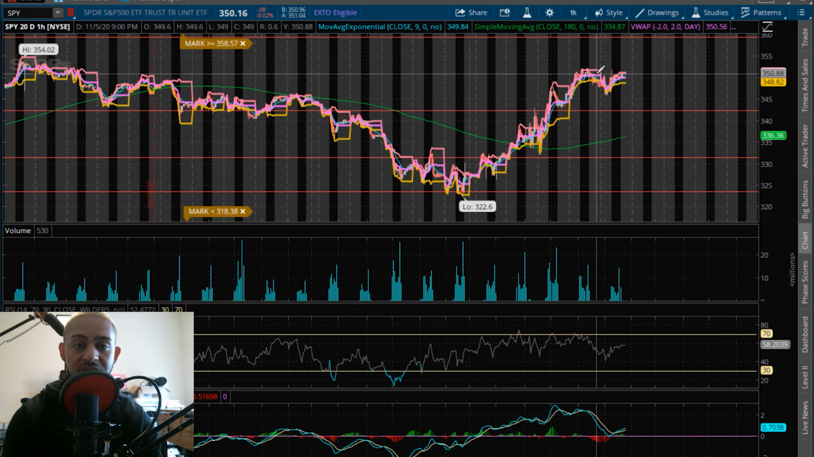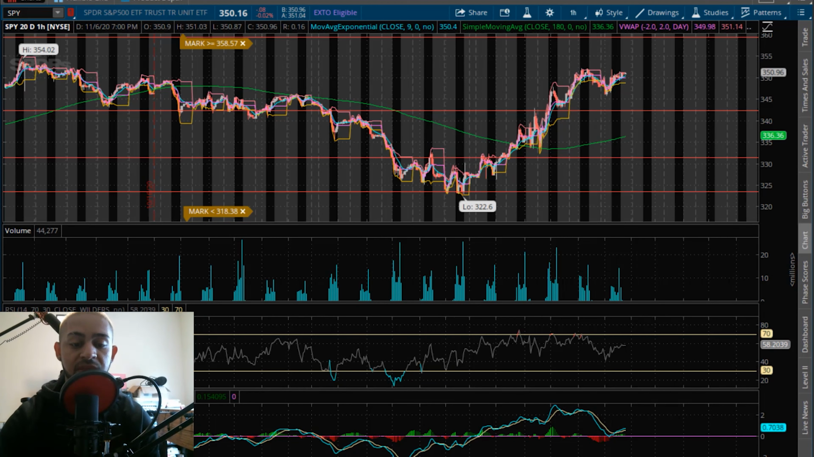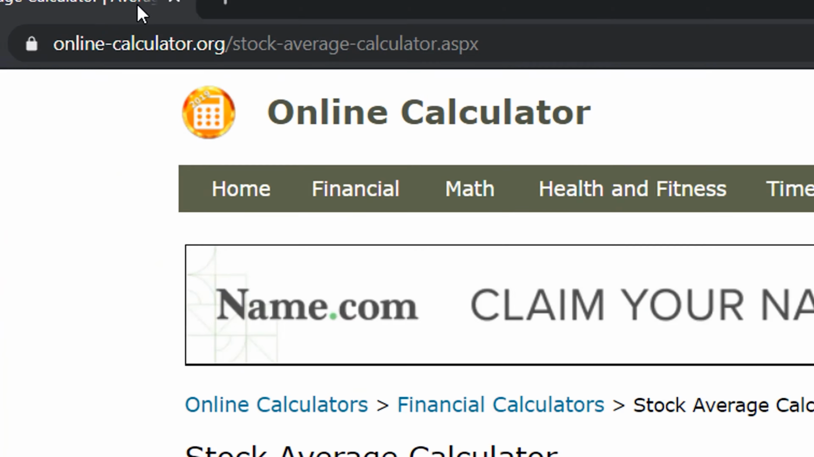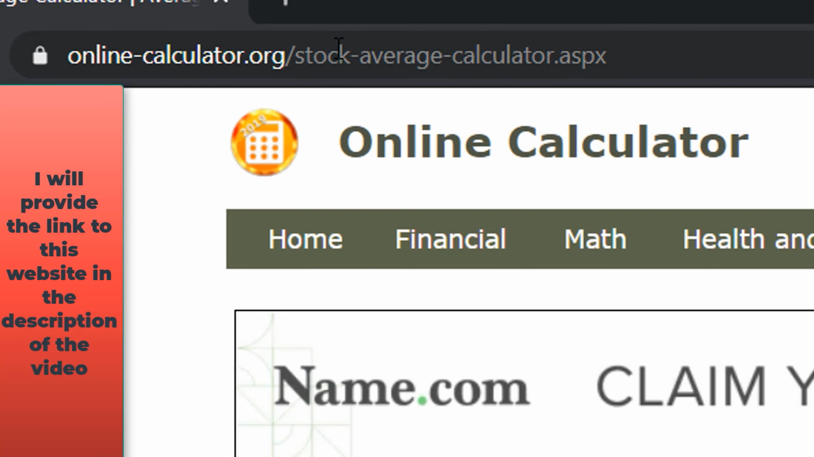To calculate this, this is what I use. I use this website, and you guys can save it. I have it bookmarked. It's called onlinecalculator.org, and all this stuff right here. I just have it saved to my bookmark.